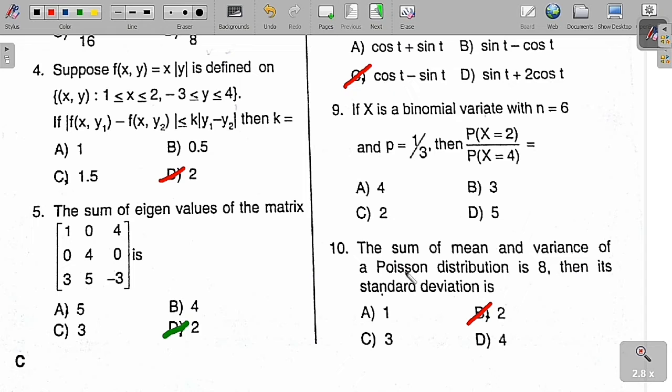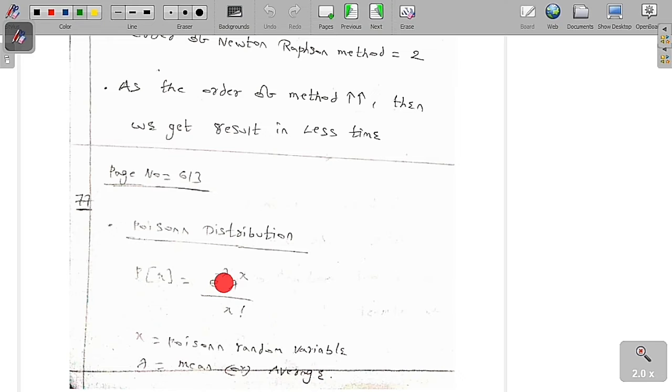See the question here. The sum of mean and variance of a Poisson distribution is 8. Then its standard deviation is? In this question they are saying that the sum of the mean and the variance of a Poisson distribution is 8. Then we need to figure out the value of the standard deviation. Of the four options, option B, 2, is the correct solution of this question. So let's solve this numerical. This is the solution of this question.